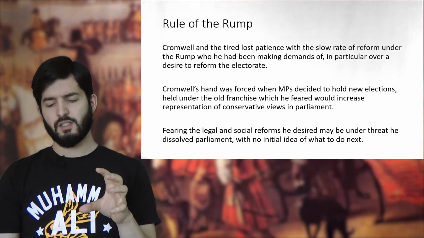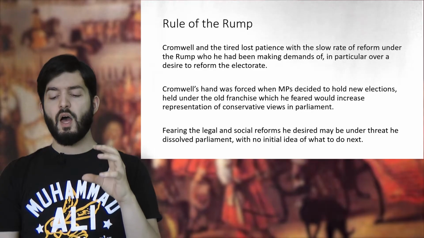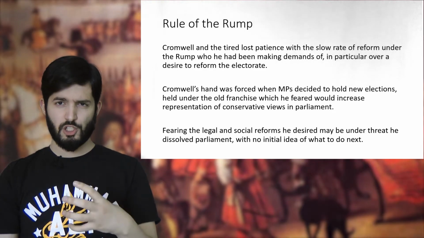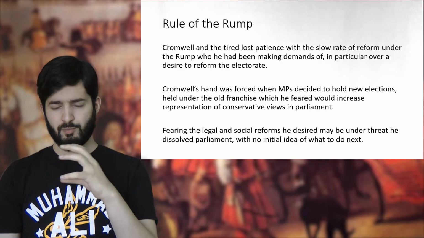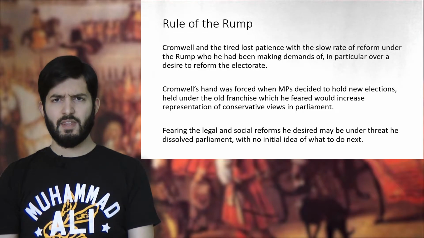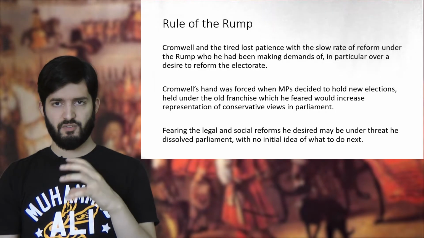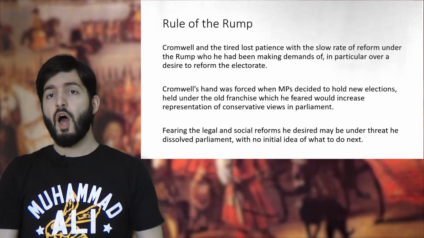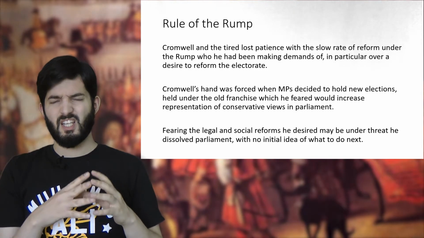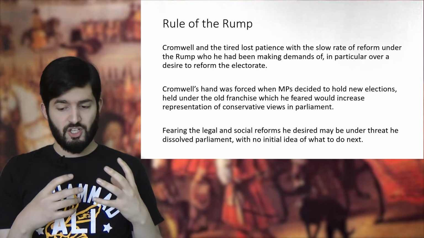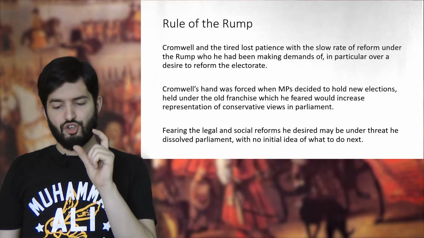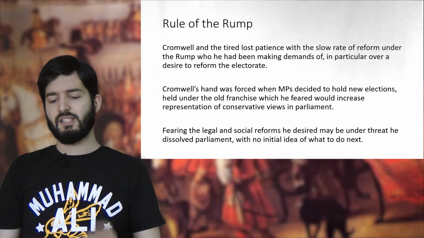And so what you start to find is, after the first few years of the rump's rule, Cromwell and the army start to tire and lose patience with the very slow rate of reform I've already discussed that the rump was basically carrying out, or rather had not been carrying out. And so, as I say, Cromwell and the army had been making various different demands about reform of things like the law, in terms of how the law actually functioned, reforming various aspects of social codes, etc., reforming how the electorate functioned in the franchise.